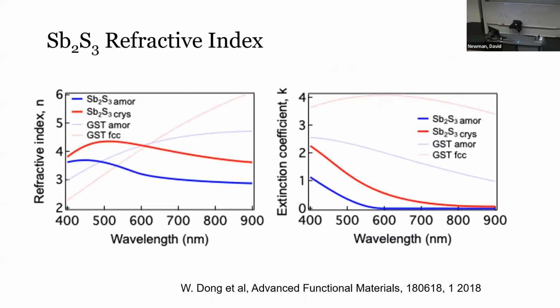Okay, this is another refractive index part of antimony sulfide in the visible. So you can see that I say it's transparent in the visible, but it's really only at the far end of the visible, above 600 nanometers, that this material becomes transparent.